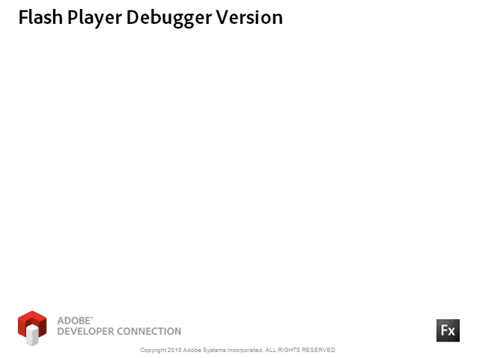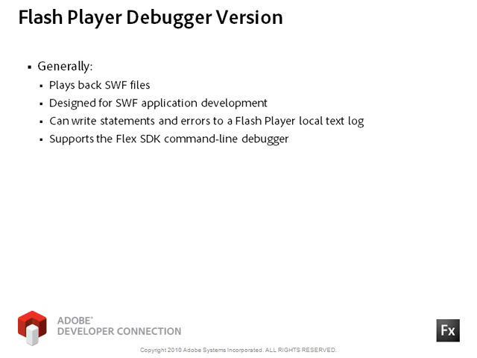The Flash Player debugger version can also play back SWF files, but it is designed with additional functionality to help developers who are programming SWF applications. With this version, you can output statements and error messages to a Flash Player local text log on your computer. Flex SDK developers can also write to the local log using command line debuggers.